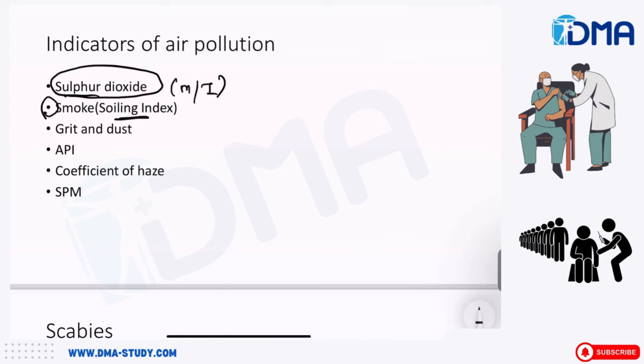You have soiling index or smoke index. You have grit and dust index. You have API, which is annual pollution index. You have coefficient of haze and you have suspended materials.